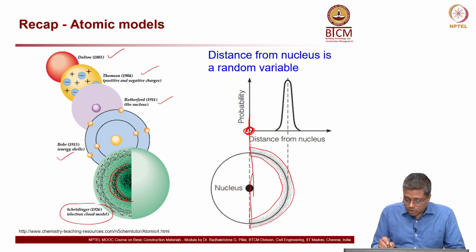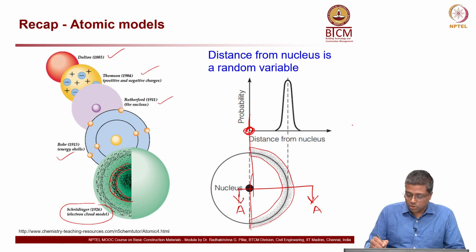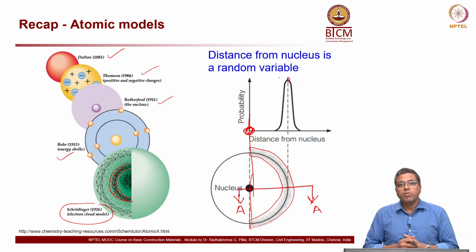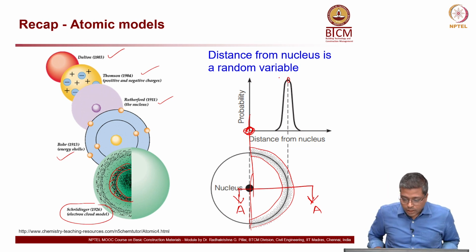Now, you can also imagine that as a cross section drawn like this. If this is the section, let us say AA, the distance from the nucleus along the section AA is what is drawn. As you come to the center of this orbit or cloud region, the probability of finding an electron is very, very high.